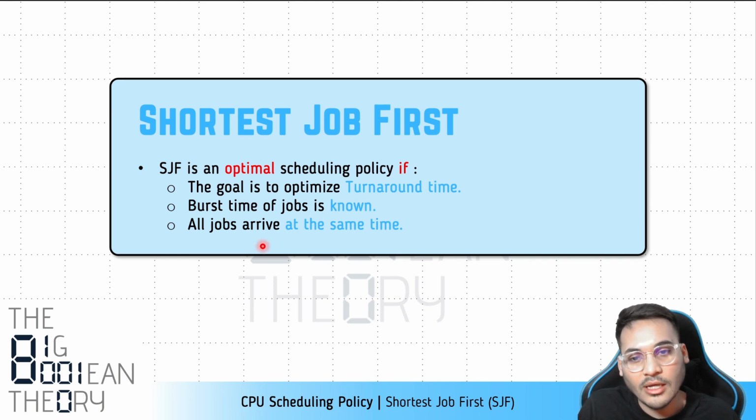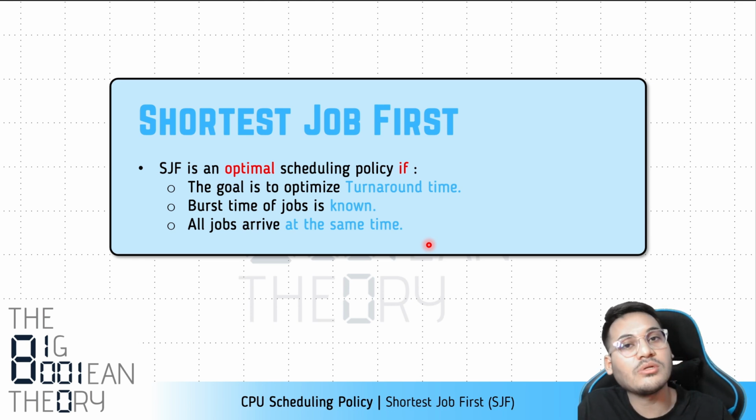And finally, another very important assumption is that all the jobs arrive at the same time. Only when all the jobs arrive at the same time do we have a global knowledge of all the jobs that we are trying to optimize for. We will basically sort them in increasing order of their burst times and schedule them from smallest to largest, right? So only under these three conditions, that is, we are trying to optimize for turnaround time, making the average turnaround time minimum, if you know the burst times of all the jobs and if all of them arrive at the same time, then we can theoretically prove that shortest job first is the optimal policy.